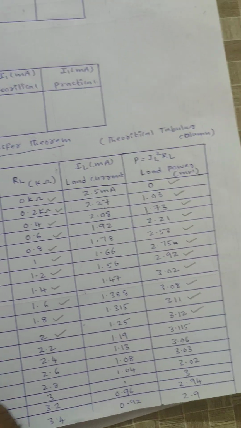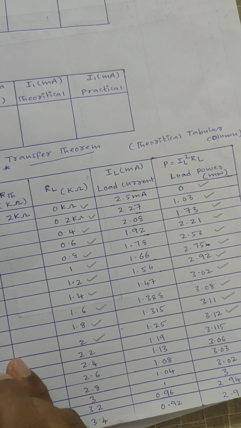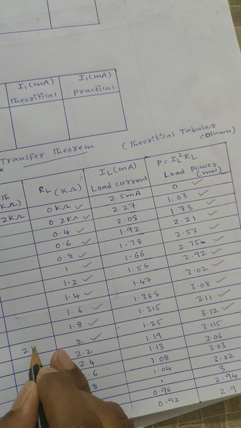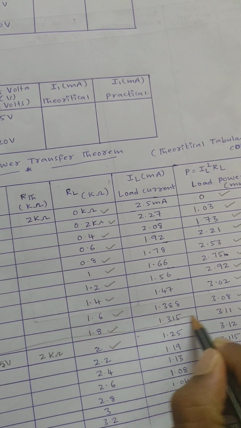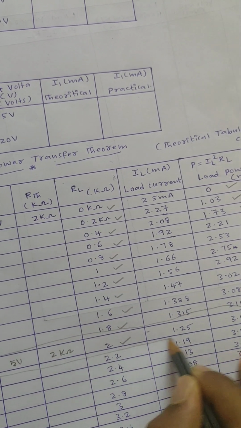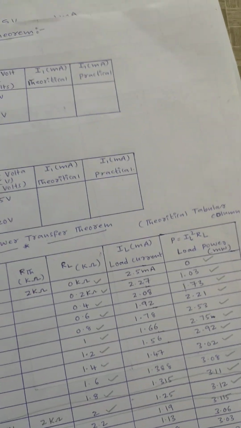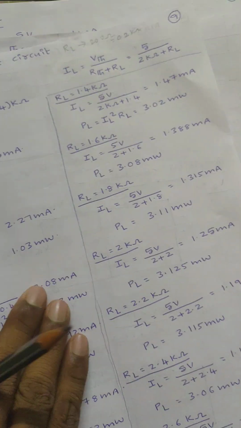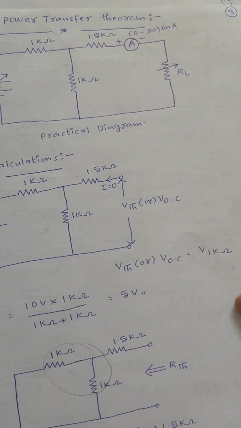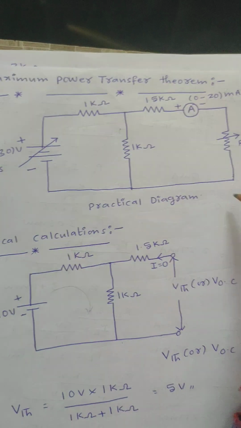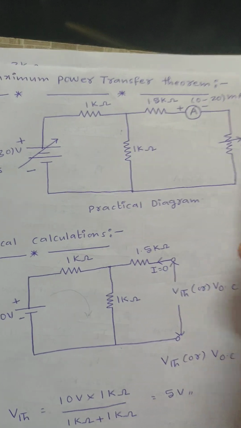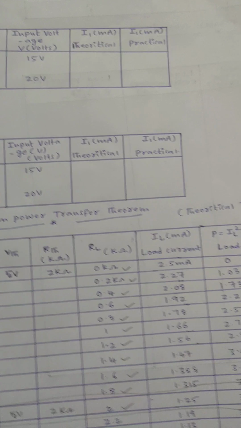Now you can observe here 5 volts, right? V Thevenin is 5 volts, R Thevenin is 2 kilo ohm. That is common for all readings, right? Now you can observe this reading. The statement of maximum power transfer theorem is: maximum amount of power is transferred from source to load when source resistance is equal to load resistance, or RTH is equal to RL, then only maximum amount of power is transferred from source to load.